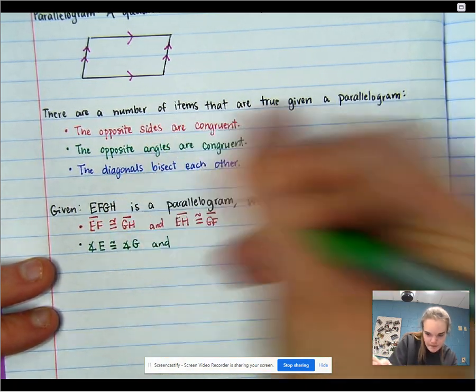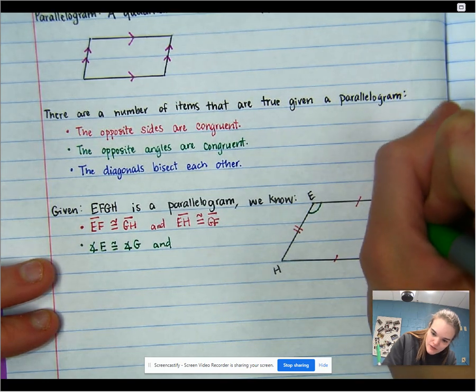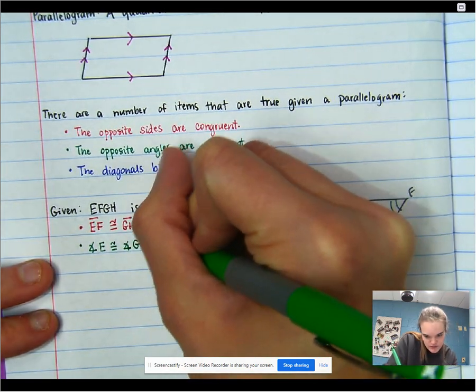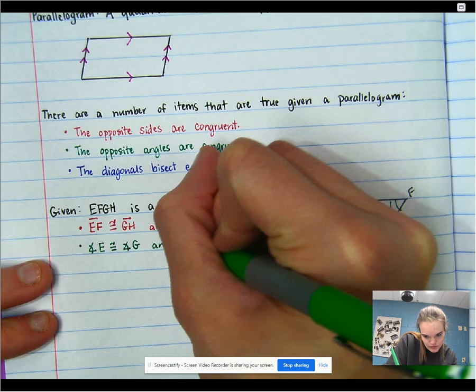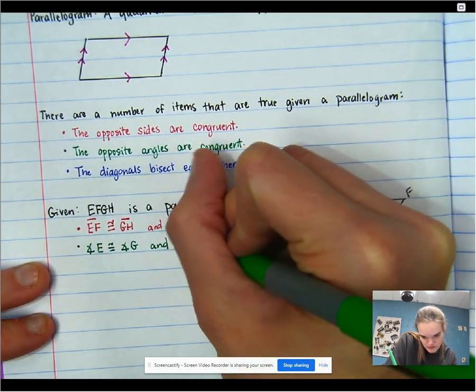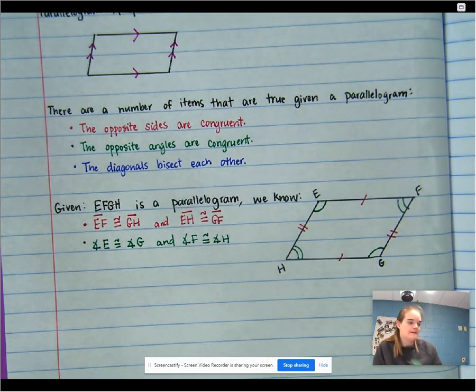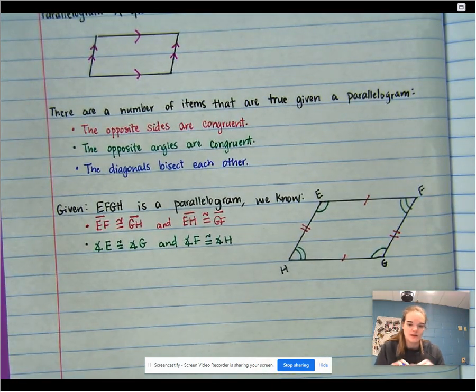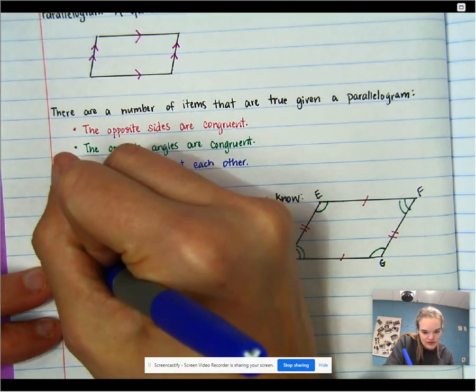And F is congruent to H. Last, the diagonals bisect each other.